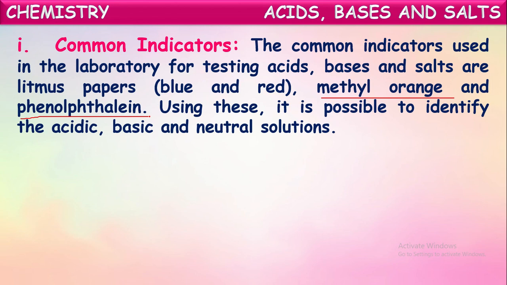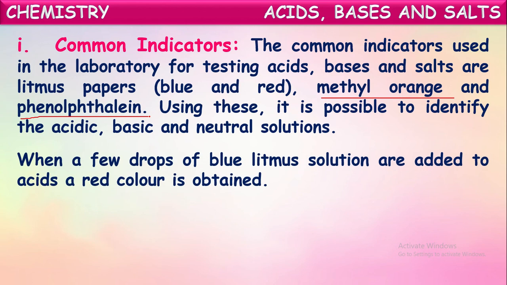Using these indicators, it is possible to identify acidic, basic or neutral solutions in the laboratory, because almost all these solutions appear colorless. They seem like water. But without identifying them, we cannot use them for chemical reactions. So before using them, we have to identify whether it is an acid, base or a neutral substance. This can be identified by using indicators like litmus, methyl orange and phenolphthalein.